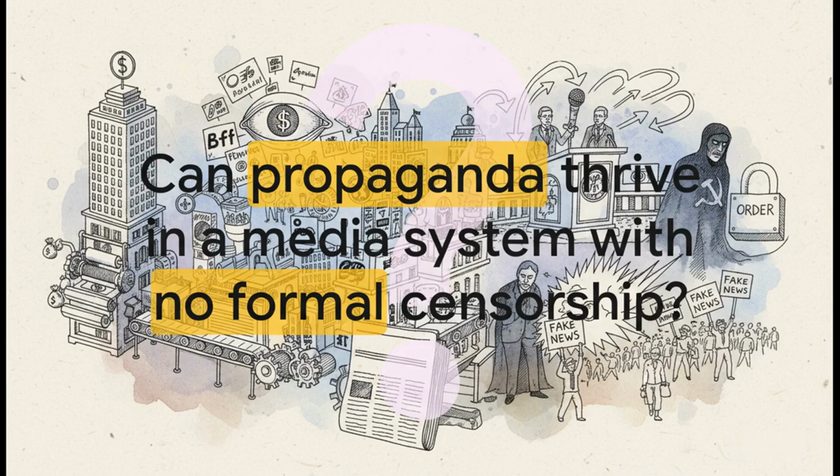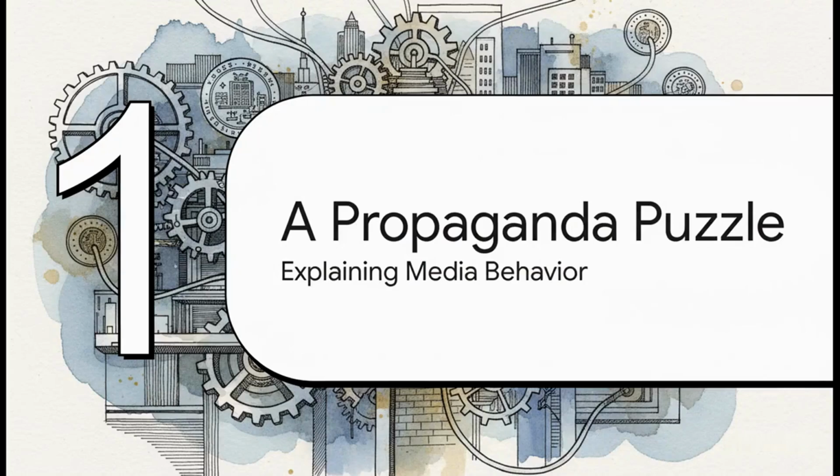Well, that's the exact contradiction the authors of this model wanted to figure out. And to get to the bottom of that puzzle, two scholars, Edward Herman and Noam Chomsky, came up with what they called the propaganda model. It's basically a framework, a way of looking at the media to understand how it can be technically free, but still end up pushing a line that benefits powerful interests.